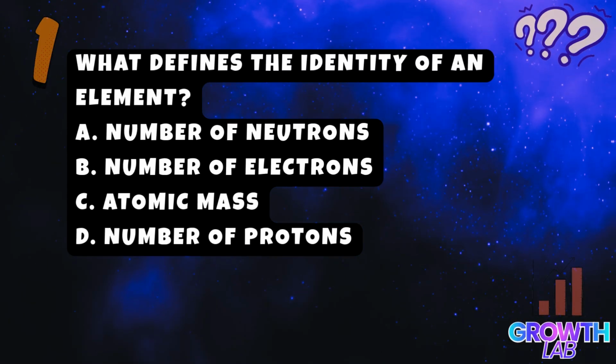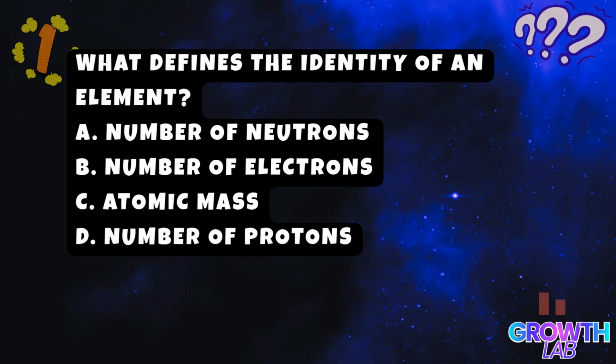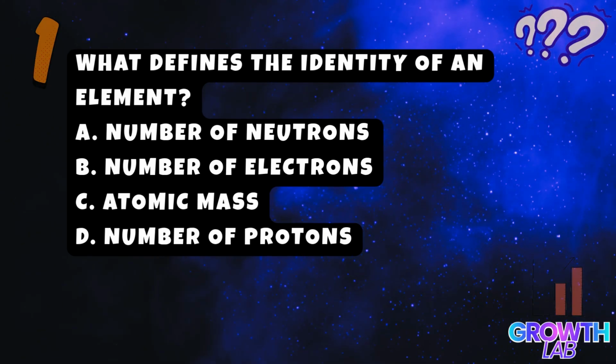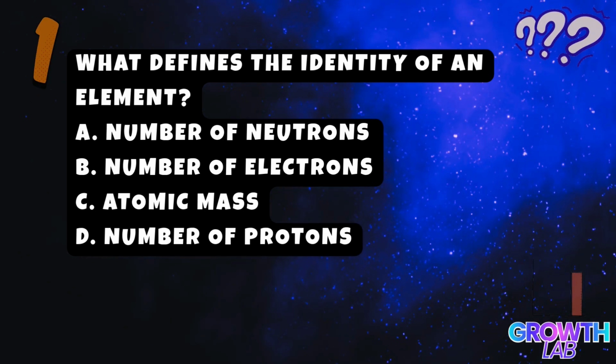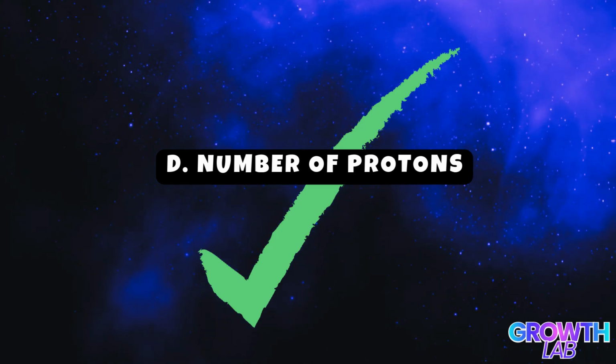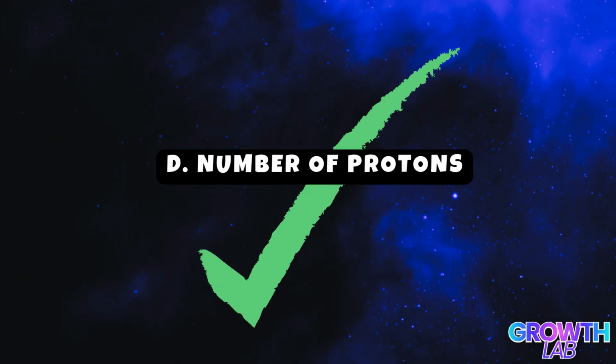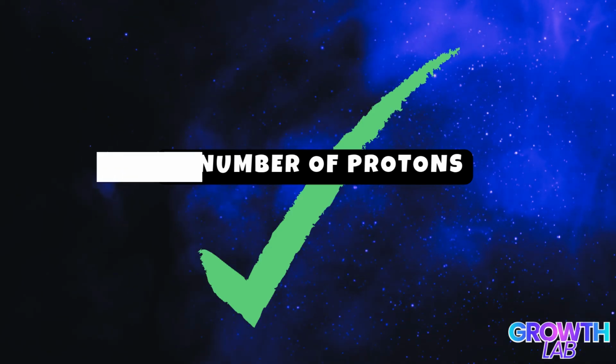Question 1. What defines the identity of an element? Answer options are: Option A, number of neutrons. Option B, number of electrons. Option C, atomic mass. Option D, number of protons. Correct option is option D, number of protons, because proton count defines the element itself.